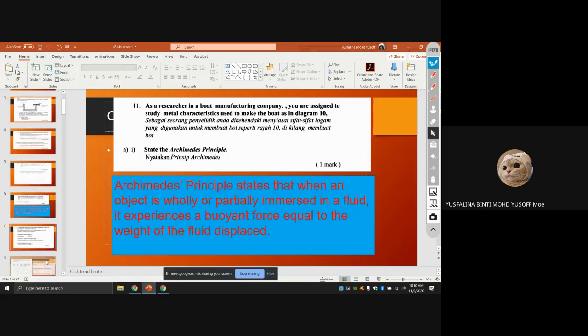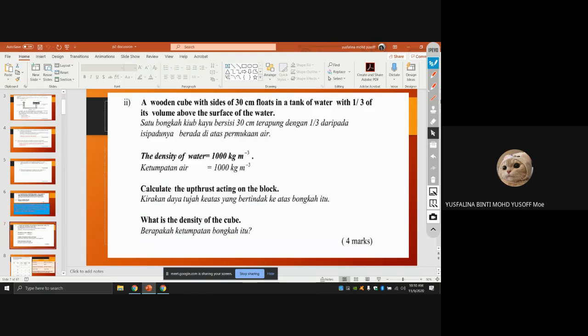Alright, next slide. This one is the calculation question. A wooden cube with sides of 30 cm floats in a tank of water with 1/3 of its volume above the surface of the water. Given the density, you are asked to calculate the upthrust acting on the block. For this you have to use the formula rho V g. This is the buoyant force formula.